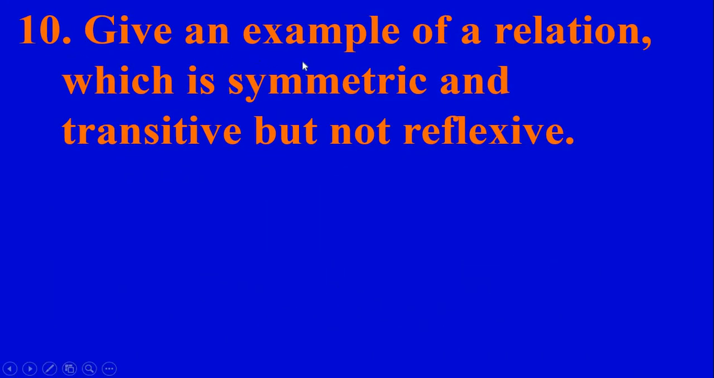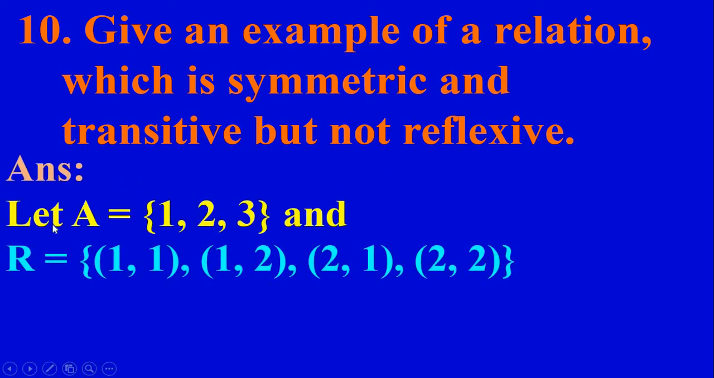So next problem, give an example of a relation which is symmetric and transitive but it should not be reflexive. So it is not reflexive. Now here also we consider one set A = {1, 2, 3} and one relation R = {(1,1), (1,2), (2,1), (2,2)}. Now here we have (1,1) and (2,2) but (3,3) is not there. Since (3,3) is not there, it is not reflexive.